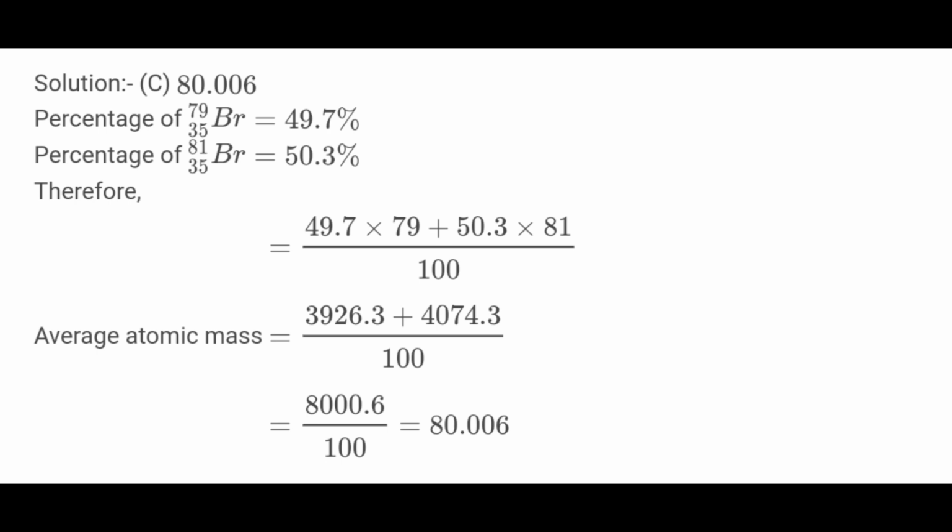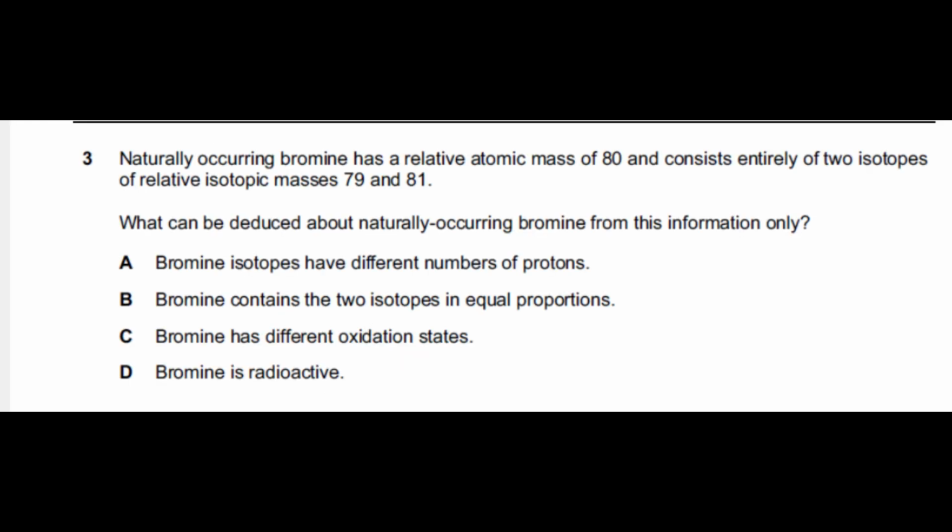So let's get back to our original question now. If we have understood how we can calculate the average atomic mass by looking at the abundance of the different isotopes of the same element, now we can read the options and we will better understand this. What can be deduced about naturally occurring bromine from this information only? Alpha option says that bromine isotopes have different number of protons.